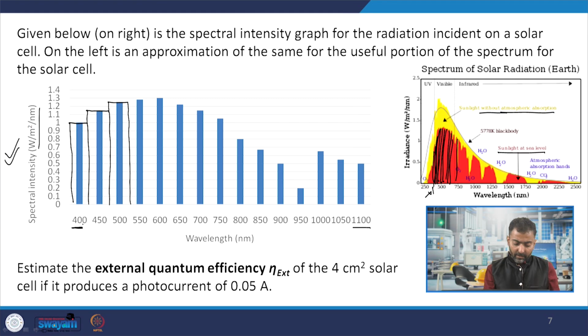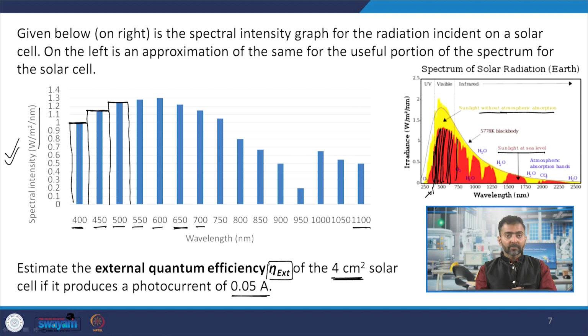So, I have assumed that there are only these quantized wavelengths, every 50 nanometer apart, and I am also assuming that the spectral irradiation, or the spectral intensity in watt per meter square per nanometer, is constant over a band of 50 nanometer wavelength. So, assuming this particular spectrum and a solar cell area of 4 centimeter square, we consider that this solar cell produces a current of 0.05 amperes, and we have to find out the eta external. What is the external quantum efficiency? So, that is the problem at hand.